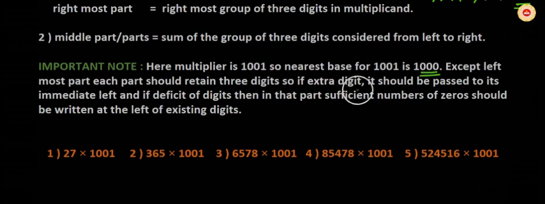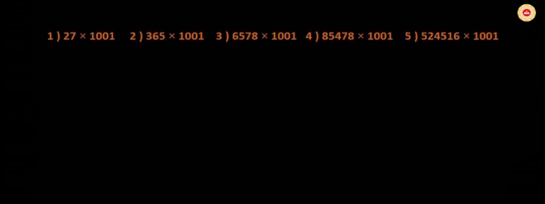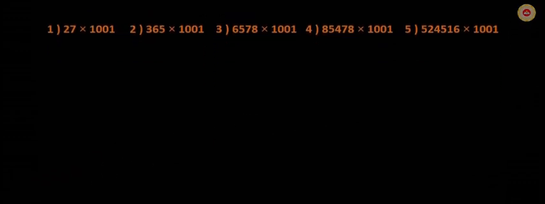So if extra digit, it should be passed to its immediate left, and if deficit of digits, then in that part sufficient number of zeros should be written at the left of existing digits, so that number of zeros in the nearest base and number of digits in the parts except leftmost part should be equal. Now friends, let us practice these 5 examples.